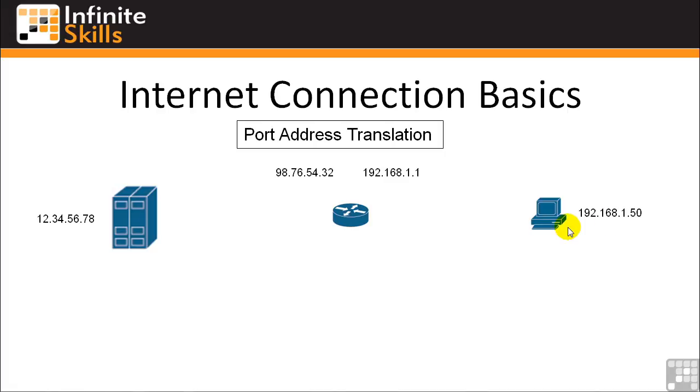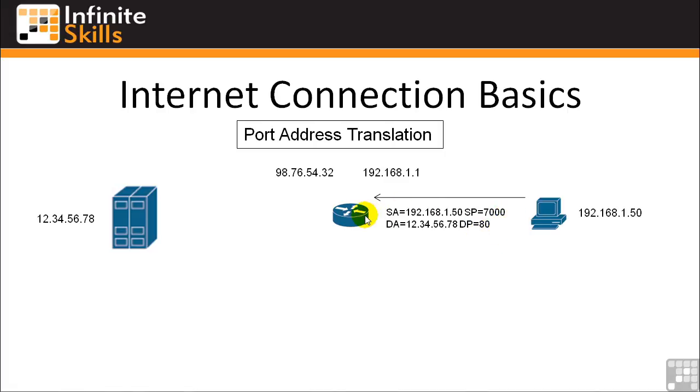We're assuming for the time being that routing is set up correctly. This machine has a default route that points to the router. So it sends out a packet and says my source address is 192.168.1.50. My destination is 12.34.56.78 on destination port 80. So my source port is 7000, the destination port is 80.